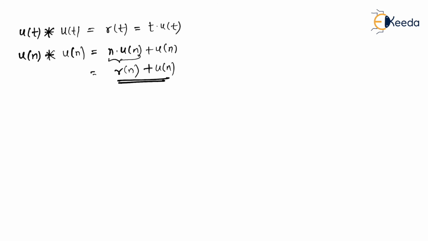Whenever u of n convolves with u of n, result is r of n plus u of n, and u of t convolved with u of t, it is r of t. So with this, now we have understood how to convolve the given input signal with step function. Okay. So remember very important results. In continuous time signal, if the input is delta function and if you convolve it with u of t, okay, so convolving with u of t is nothing but integrating from minus infinity to t, then what you get? You get u of t.